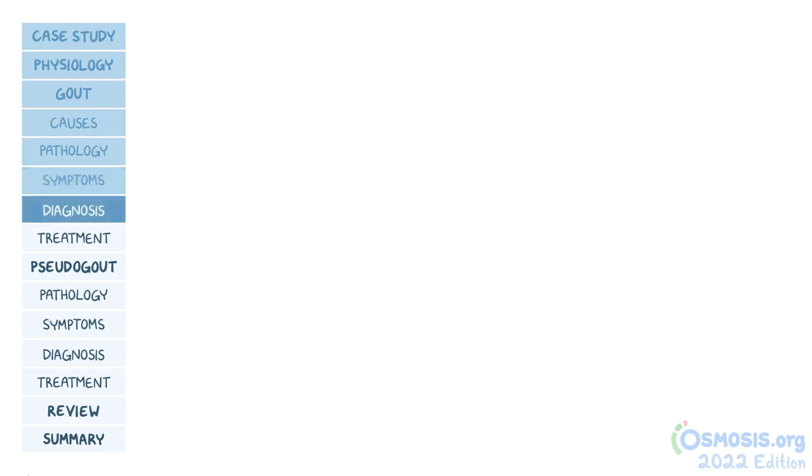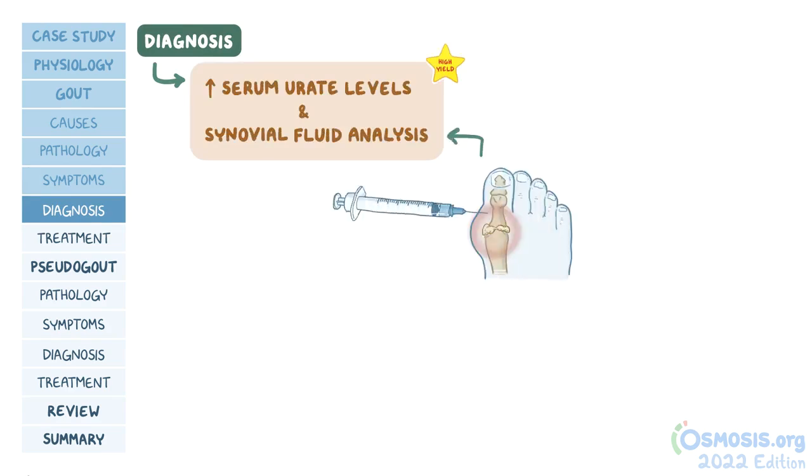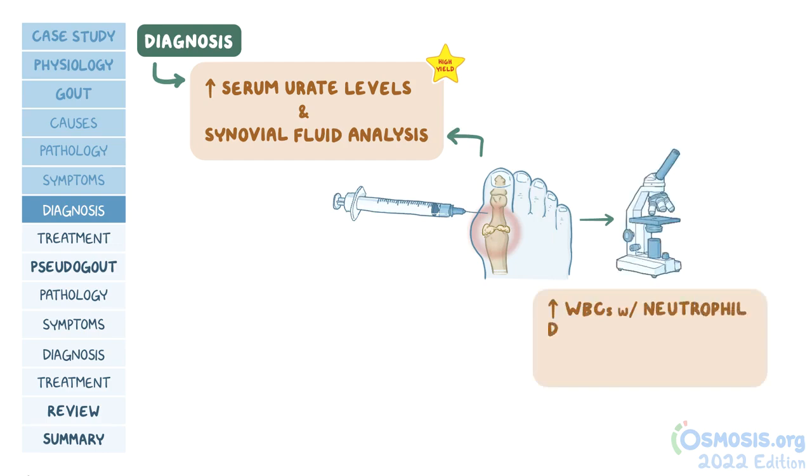If clinical symptoms suggest gout, diagnosis is based on elevated serum urate levels and synovial fluid analysis. Synovial fluid analysis is when synovial fluid is extracted with a syringe from the affected joint and then analyzed on a microscope for increased white blood cell count with a neutrophil dominance and the presence of monosodium urate crystals.